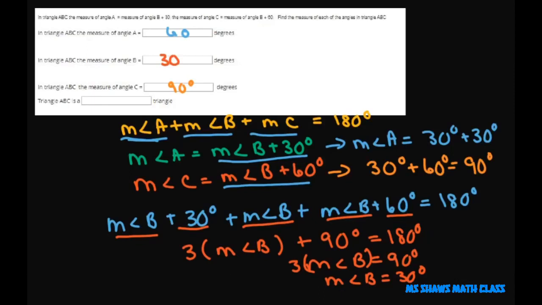And so this would be a right triangle. So let's just draw it. I'll go ahead and put measure of angle C here. That's 90 degrees. By definition, that's a right triangle. I'll put B here, and B was 30. And I'll put A here, which is 60.